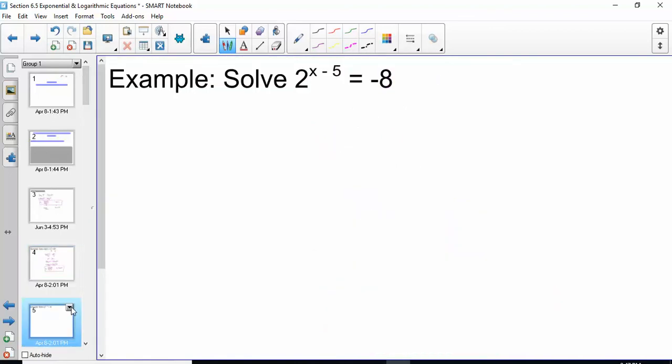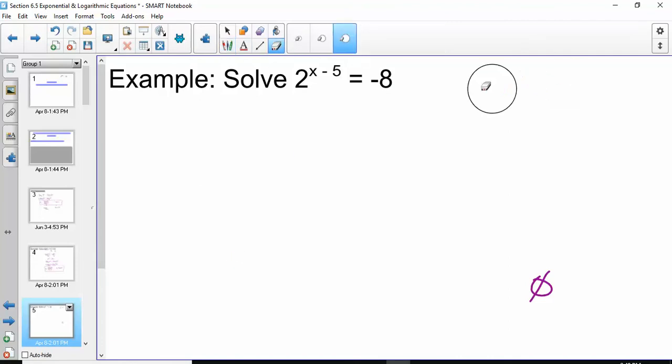Let's try some more. Okay. If you're paying attention, you can answer this one from the beginning. First of all, we do know that 2 to the third power equals 8. But will you ever do 2 to a power and get a negative answer? And the answer to that is no. So if you realize that, you could stop right here and say this is no solution. I will never do a positive number to a power and get a negative.